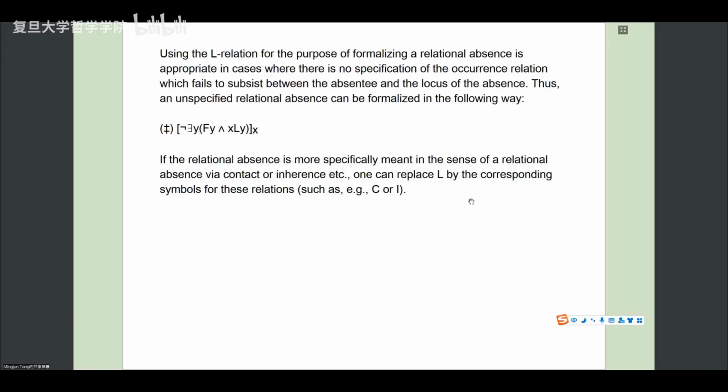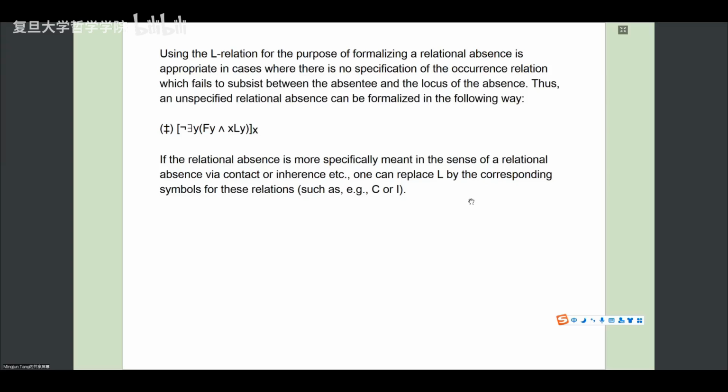Using the L relation for the purpose of formalizing a relational absence is appropriate in cases where there is no specification of the occurrence relation which fails to subsist between the absentee and the locus of the absence. Now, we have said that normally when we talk about absence, we should also specify the relation whereby the absentee fails to occur in the locus of the absence. But sometimes the Navya-Nayakas don't do this. They just talk about the absence of pot, something like that. Then we can formalize this by means of the L relation.